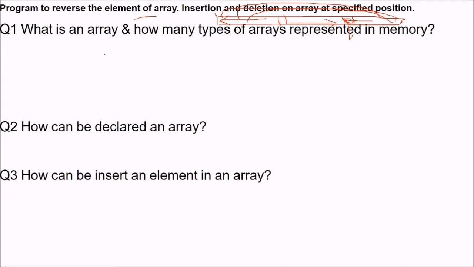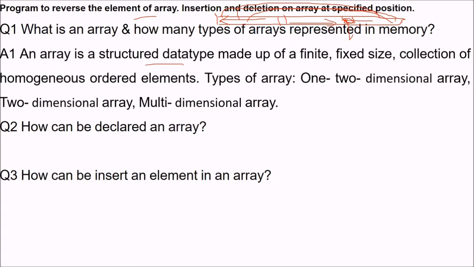So, what is an array? How are arrays represented in memory? An array is a structured data type. It is a data type made up of a finite, fixed-size collection of homogeneous elements. First, an array is fixed size. Homogeneous elements means likewise elements, same domain. If the elements are integers, all elements will be integers. And this is a structured data type. And there can be a number of types of array: one-dimensional, two-dimensional, multi-dimensional array.